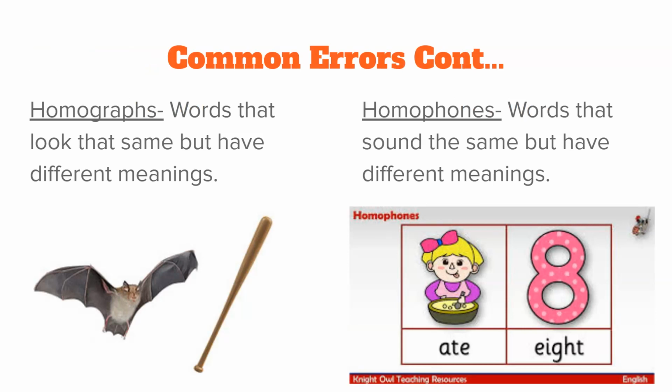Other common errors would be the use of homographs and homophones, and this would be used a lot during writing. Okay, and then it could also be an error in comprehension. So you could be talking about a baseball bat, but they may be thinking you're talking about the bat that flies. Or you could be talking about the number 8 and they're processing somebody ate something.